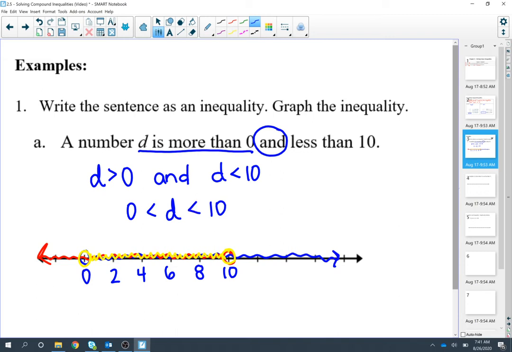Make sure your lower value is on the left, your upper value is on the right. If I read it from the center, D is less than 10. Yep. If I read it from this direction, D is greater than 0 because you're reading that inequality sign backwards. So we can write our inequality like that. And then the yellow part is our solution.